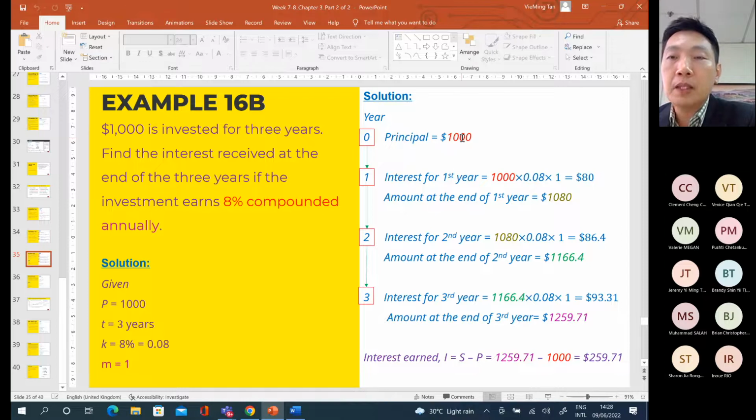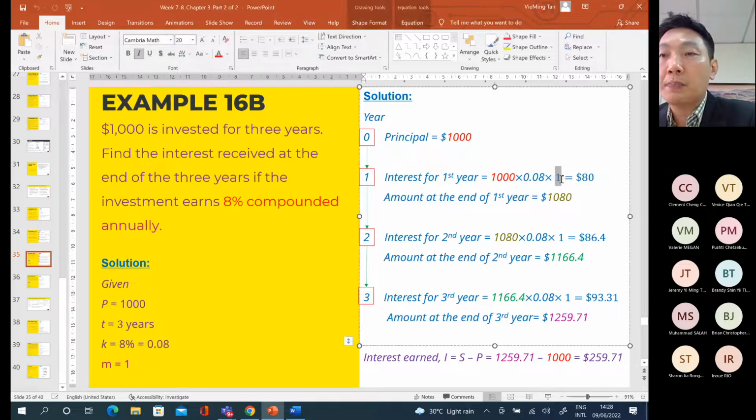If you want to calculate the interest earned in year 1, we can use PRT, because it's only the first year. So that is 1,000 multiplied by 8%, which is the compound interest rate, and then multiplied by 1, because the duration from year 0 to year 1 is 1 year. So in year 1, the interest earned is $80. Then we can identify the accumulated amount at the end of year 1, which is 1,000 plus $80 of interest earned. Altogether it is equal to 1,080.